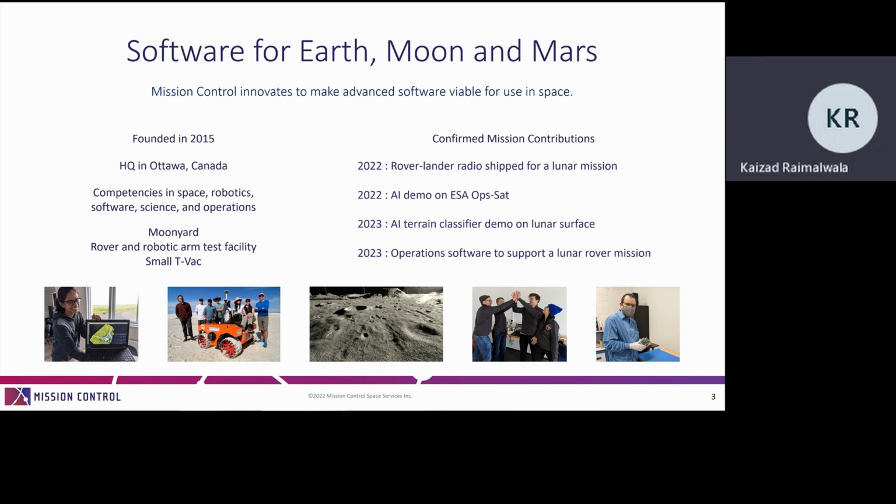We also have a test rover robotic arm test facility that we're constructing now so that we can validate some of the techniques we're developing and concepts of operations and all of that. Happy to share a few mission contributions this year. We're doing an AI demo on the European Space Agency OPSAT, an AI terrain classifier demo on the lunar surface, and supporting a lunar rover mission as well.